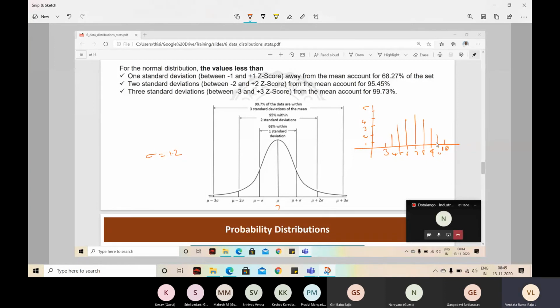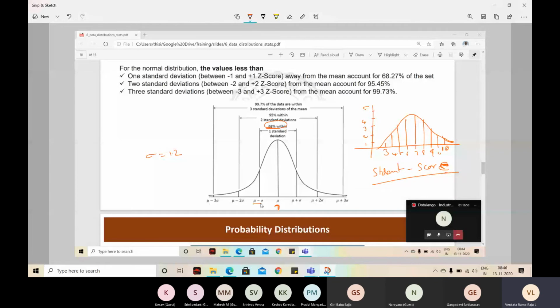If data is like this, that means data is normally distributed, right? If data is like this, I can surely say that within 1 standard deviation, there is going to be 68% of the data. What is data here? Students and marks. Student score is the data. 68% of the data is going to be within 1 standard deviation. That means what is within 1 standard deviation? Mu minus sigma and mu plus sigma.